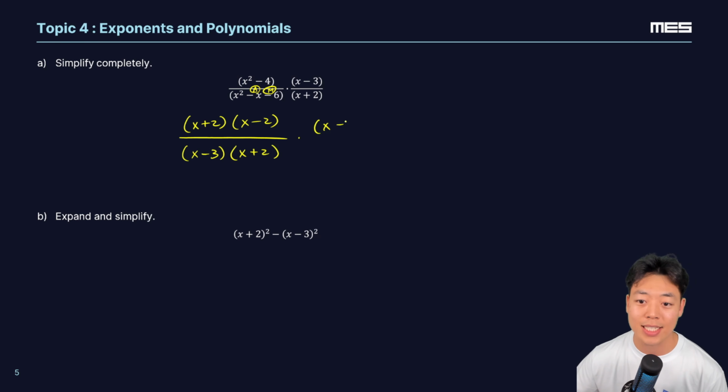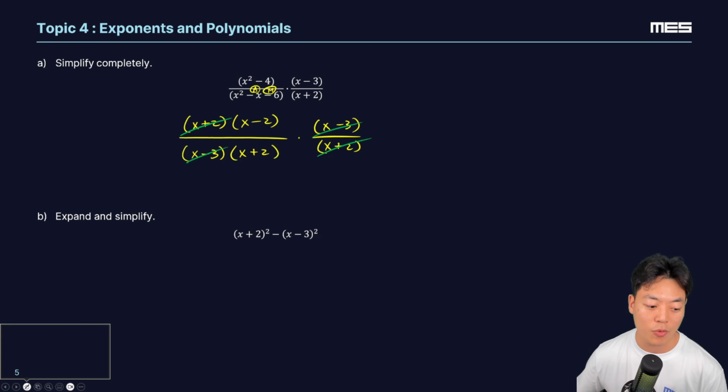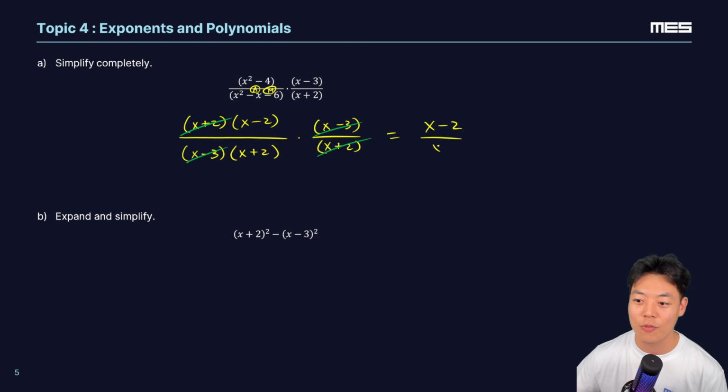Over here, we have x minus 3 over x plus 2, and we recognize there are many things that cancel here. X plus 2 cancels out with x plus 2 here, and x minus 3 cancels out with x minus 3, leaving us with just x minus 2 over x plus 2. And these do not cancel because they're separated by a minus sign and an addition sign.